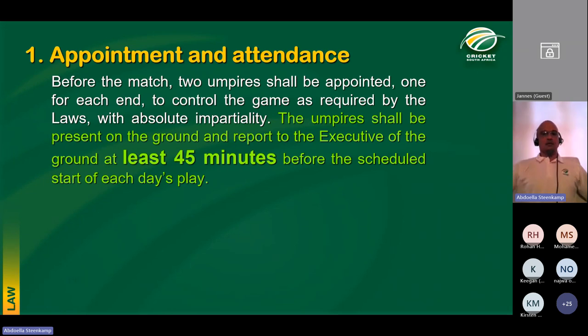When it comes to the umpires, the law tells us that the umpires need to be at the ground at least 45 minutes before play is about to start. So let's use a test match as an example. If play starts at 10 o'clock, according to the laws of cricket, umpires need to be at the ground at least by 9:15, 45 minutes before play starts.